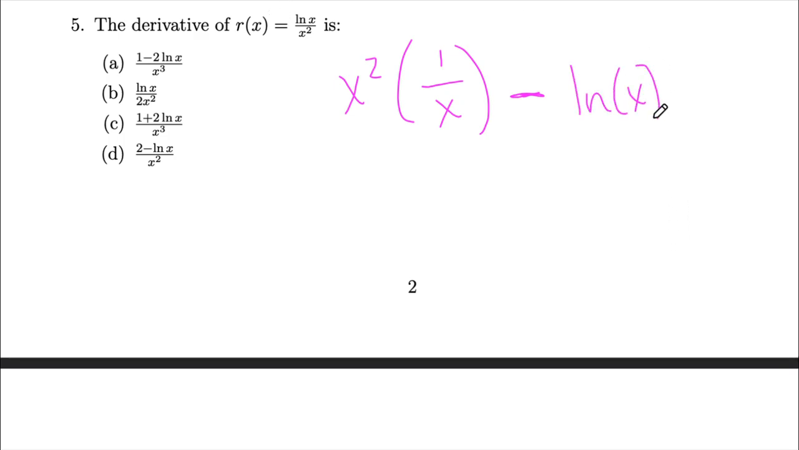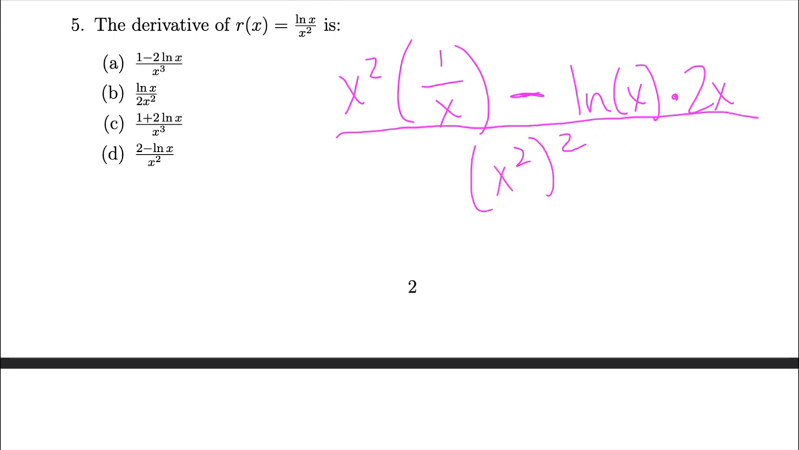Okay, this question we have to recognize as a quotient rule question, right? Because we see a fraction here, or we see division. So for this, we're going to do low d high minus high d low to start. Okay, so low is just basically a different way of saying our denominator. So that's x squared times d high, which is derivative of natural log of x, which is 1 over x, minus high, which is natural log of x, d low. So that's the derivative of the denominator, which is just 2x using the power rule. And then this is all going to be over low squared, or our denominator squared, which is x squared squared.